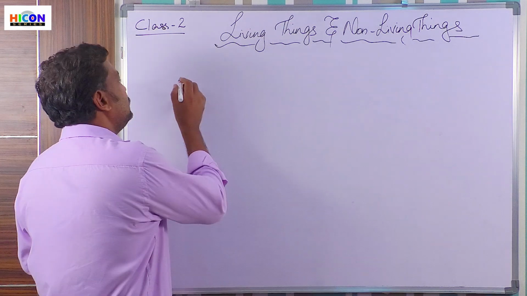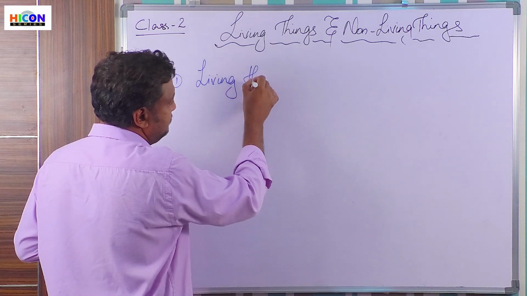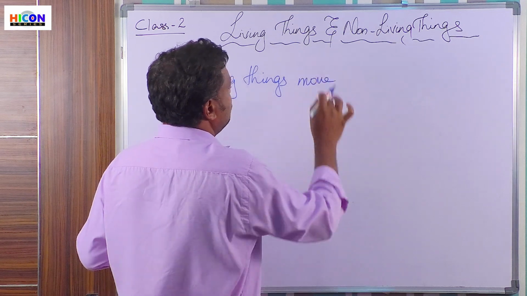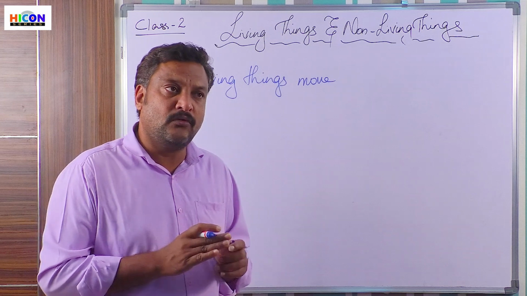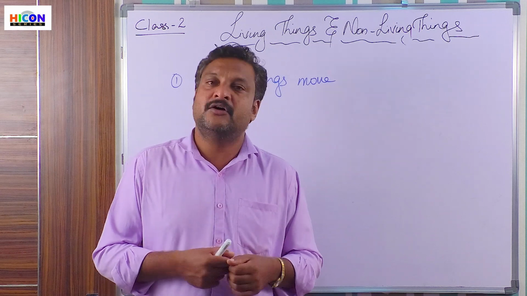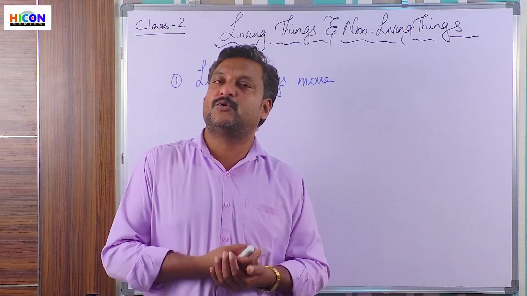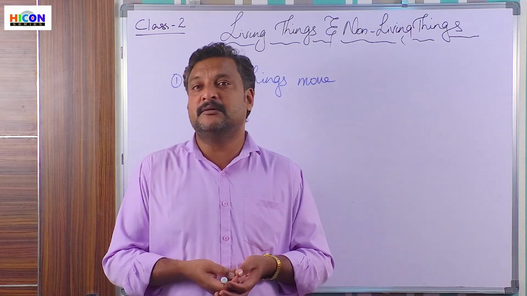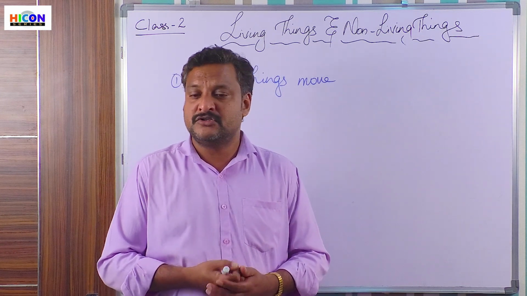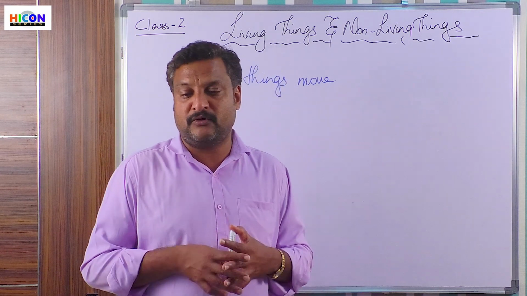Now, the first one is that living things move. Living things can move from one place to other. For example, we are living things, we can walk from one place to other. Animals can run from one place to other. Water animals can swim. Birds can fly. So all the living things in the world can move from one place to other.